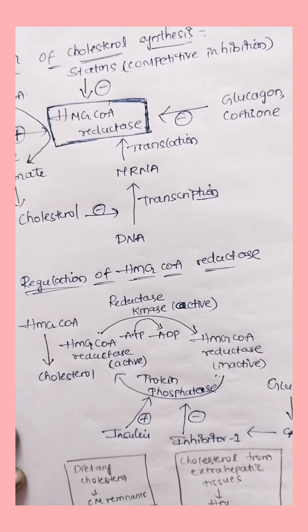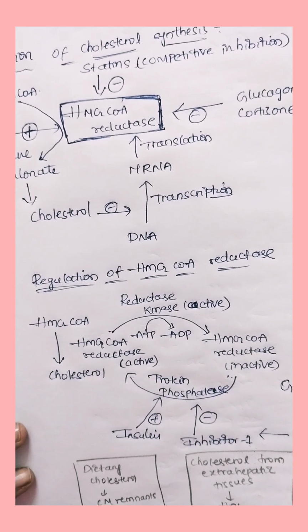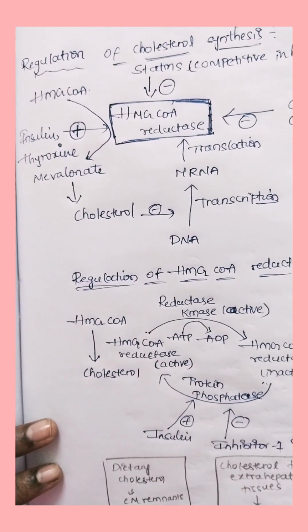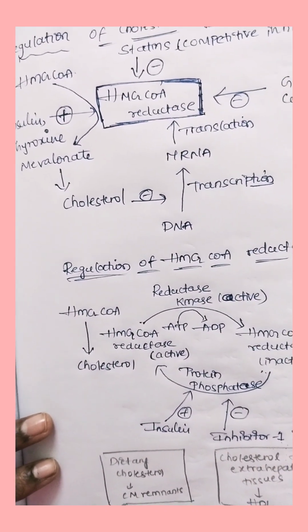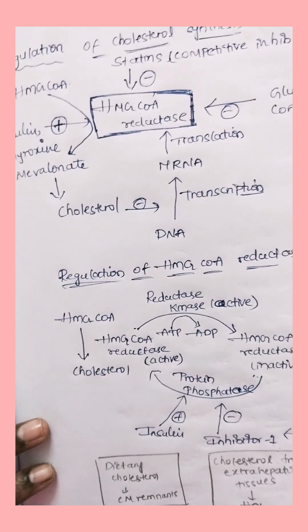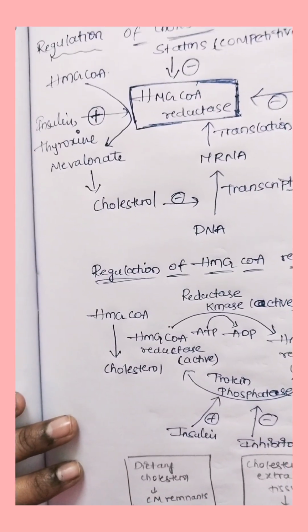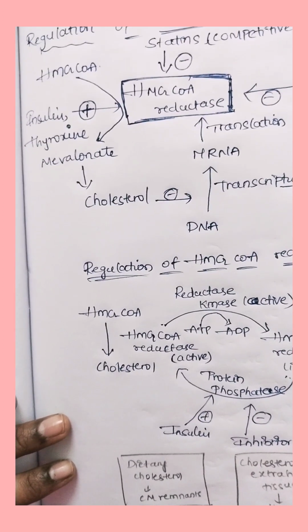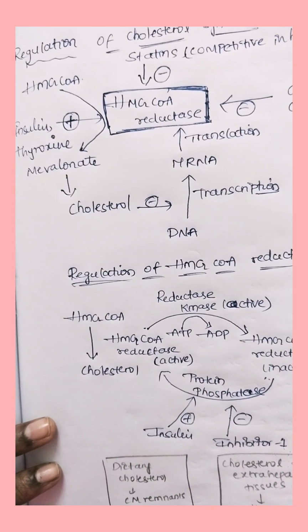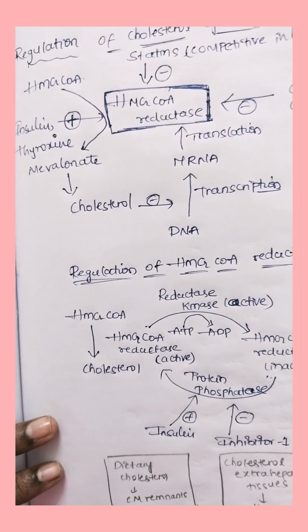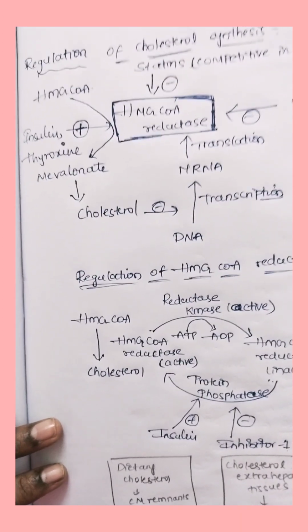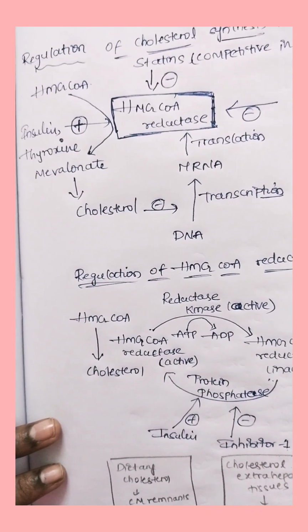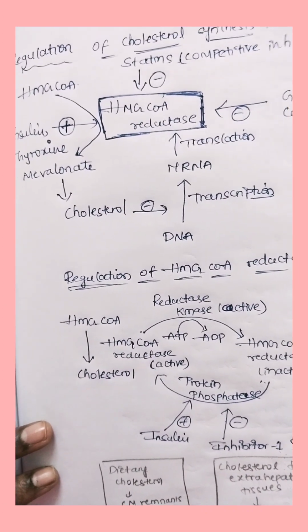So these statins are inhibiting the rate limiting enzyme HMG-CoA reductase. Then glucagon and cortisone are also inhibiting HMG-CoA reductase. Then cholesterol itself, in excess, by a negative feedback mechanism, inhibits its own synthesis. And insulin, thyroxine and mevalonate have a positive role on HMG-CoA reductase, meaning they will promote cholesterol biosynthesis. Immediately after eating, which hormone is high in our blood? Insulin, obviously. Insulin will help in cholesterol biosynthesis.